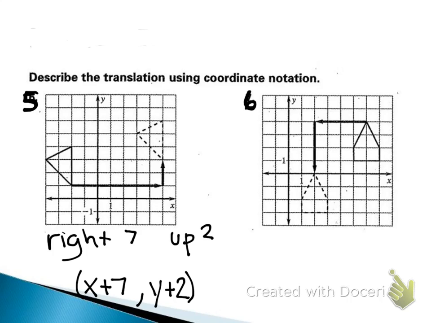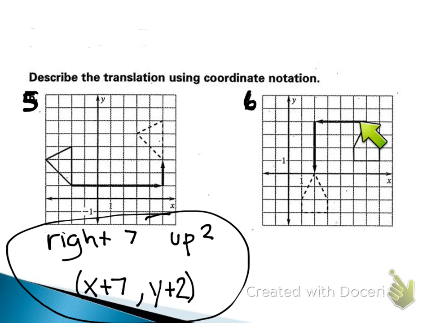Good. Again, this should all be in your notes. We're describing it in words since I'm not making you draw the graph. And we're describing it in coordinate notation by saying what's happening to the x, what's happening to the y. And if you're unsure where to start, I said this on the last one, but I'll just remind you, the one that's solid, that's the original. The one that's dashed, that's the image. So how would you go from here to here?